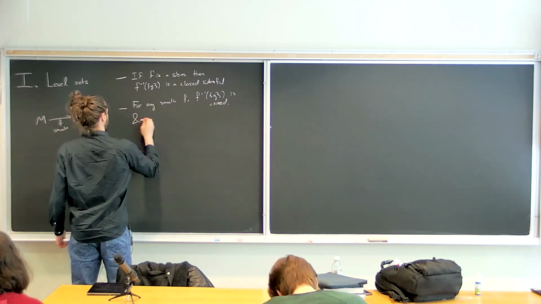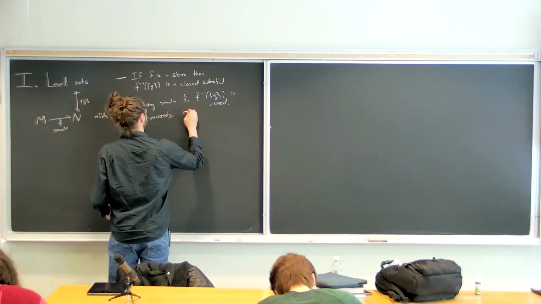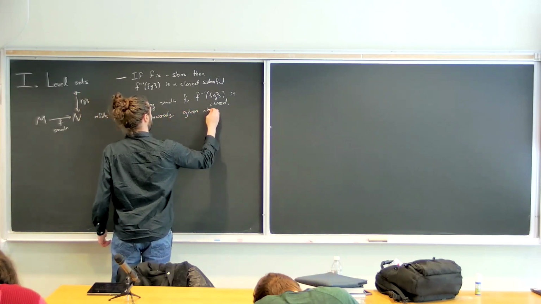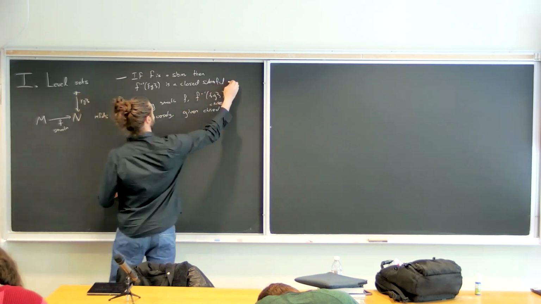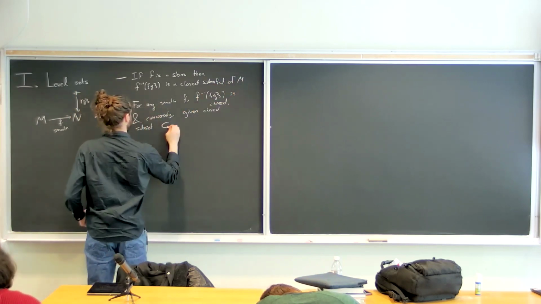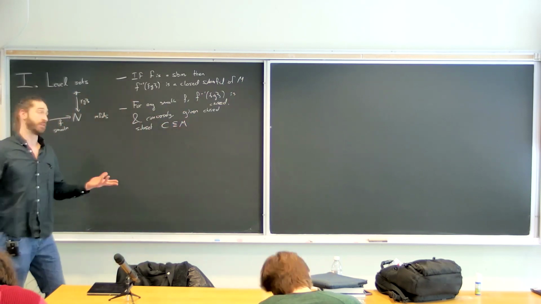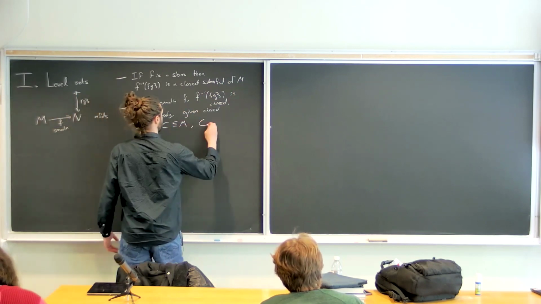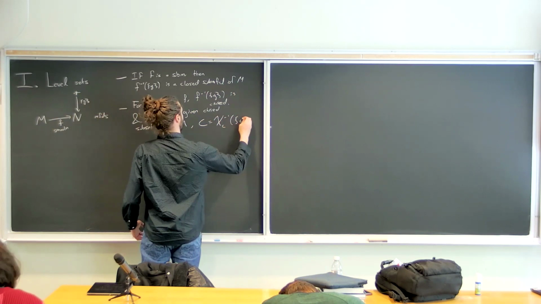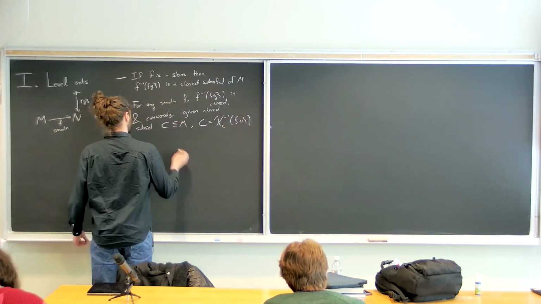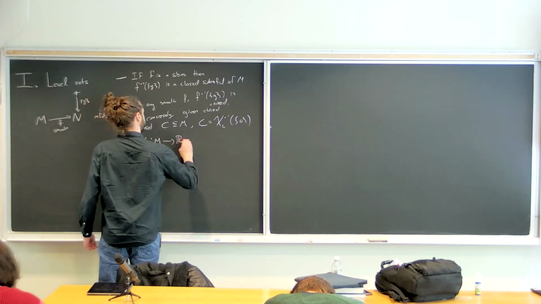And conversely, given any closed subset C of M, it is the zero set of some smooth function. So C is equal to the pre-image of zero for some smooth function.